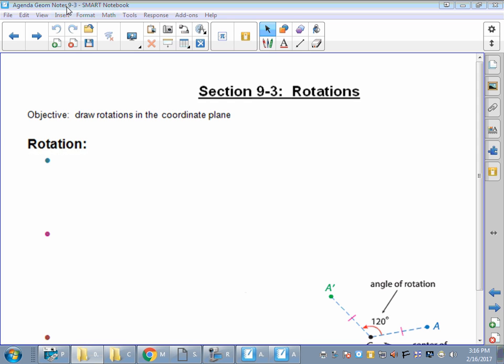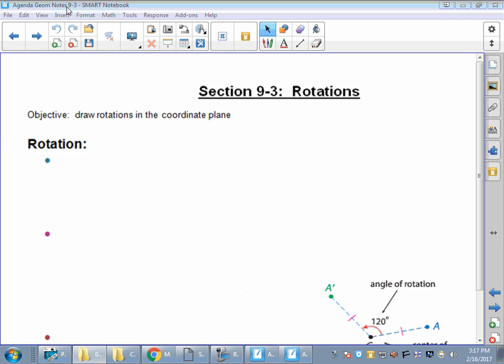This is the third of our transformations that we're going to talk about. We're going to talk about rotations. They're an interesting little group, and we've got a few sets of rules that we need to talk about, and we're actually going to limit. We're not going to get too crazy with rotations. We're always going to use a coordinate plane, and we're always going to rotate around the origin.